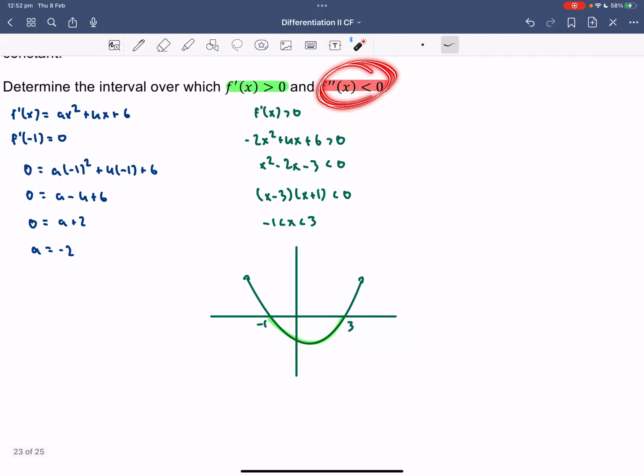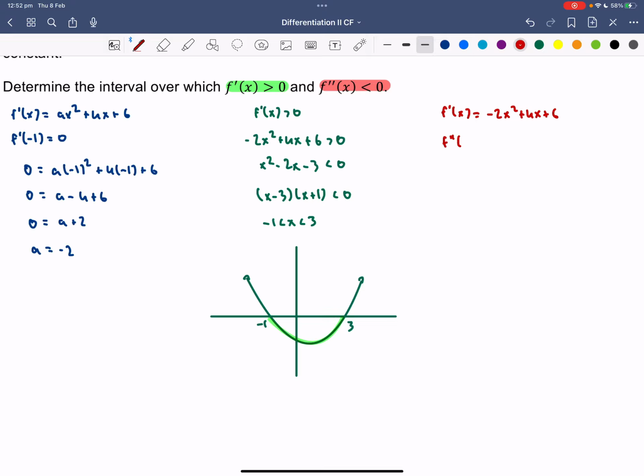On top of that, we want the double derivative to be less than 0. Okay, so we know what the first derivative is. The first derivative was this, minus 2x squared plus 4x plus 6, which means the double derivative is minus 4x plus 4. And now we want the double derivative of x to be less than 0. We want minus 4x plus 4 to be less than 0.